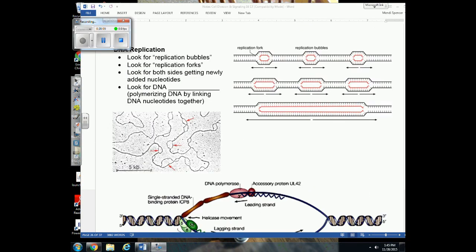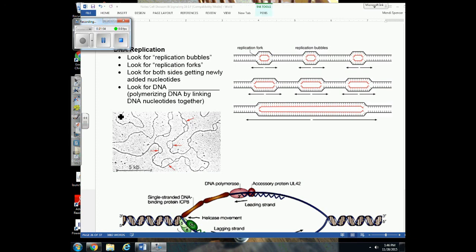Remember I mentioned that DNA replication and transcription of protein synthesis look very similar. So students have a hard time recognizing whether they're looking at replication or transcription. So I wanted to show you a bunch of different pictures of replication. The more diagrams you see, the better able you will be to figure out whether you're looking at replication problems or transcription problems. So here's some things to look for.